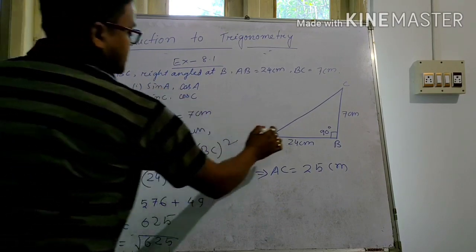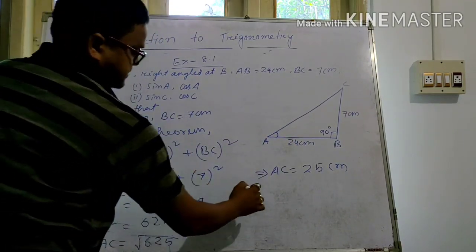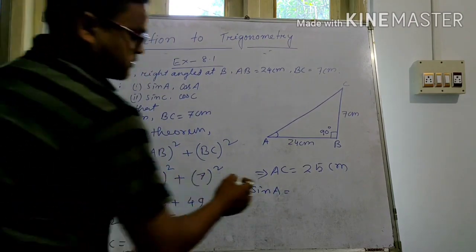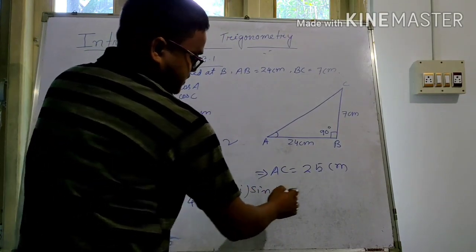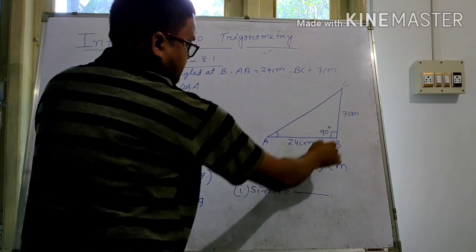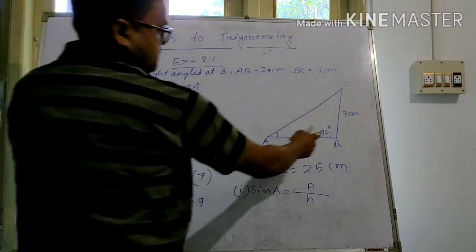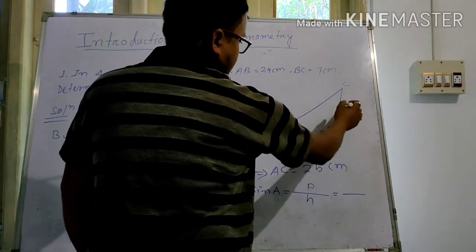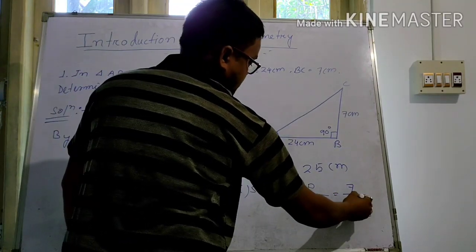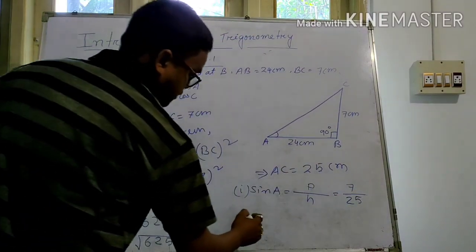That is, you have to consider angle A for finding sine A. So what is sine A? According to the trigonometric ratio, sine A is perpendicular by hypotenuse. What is your perpendicular here? Perpendicular here is 7. And what is your hypotenuse? This is 25. So sine A equals 7 by 25.